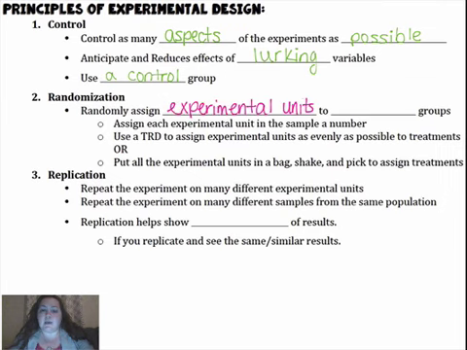Randomization. Randomly assign experimental units to treatment groups. You want to assign each experimental unit in the sample a number. So give each sample a number. Then use a table of random digits to assign the experimental units to their treatments as evenly as possible. It's not always going to be 100% even, depending on the numbers you start with. Or you could put all the experimental units in a bag, shake, and then pick to assign them to treatment levels. Replication. Repeat the experiment on many different experimental units.